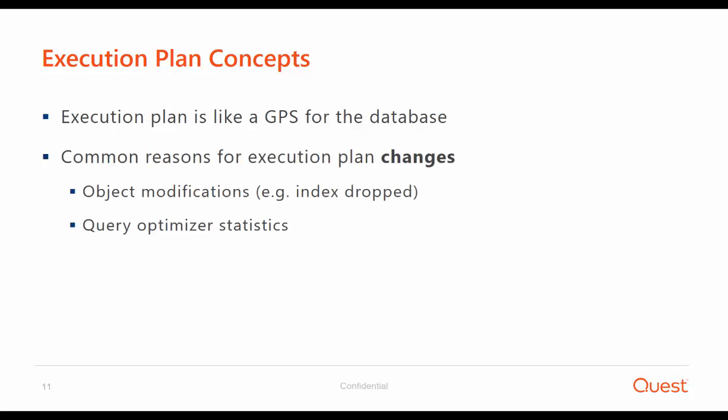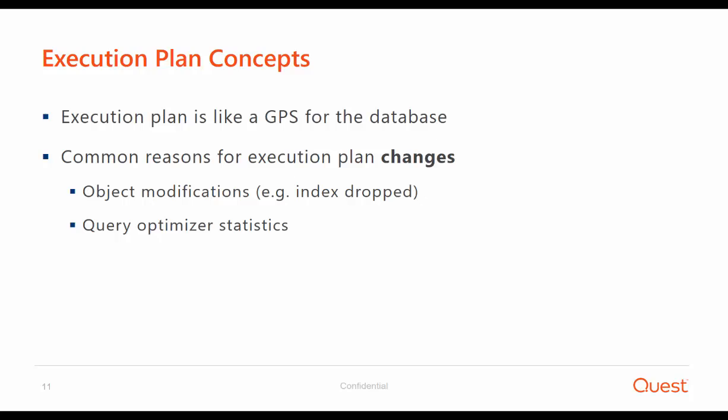In some cases where there is plan instability, there might be changes in the execution plans. And the reason for plan instability could be object modifications. For example, an index was dropped. So a SQL statement that used to run so far by accessing a specific index in order to access the data, now uses a full table scan, which obviously can impact the database performance.